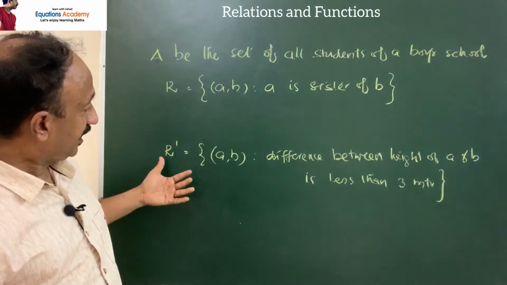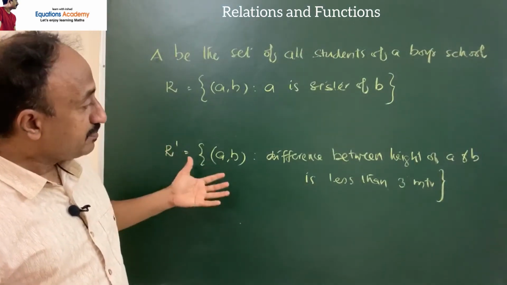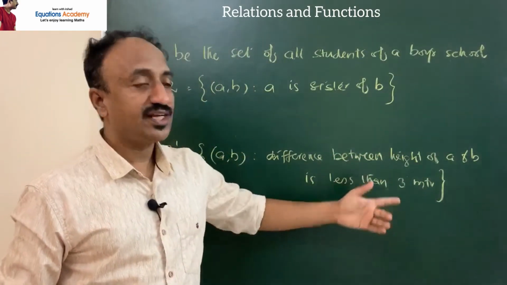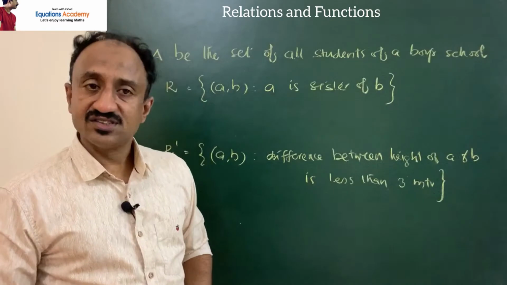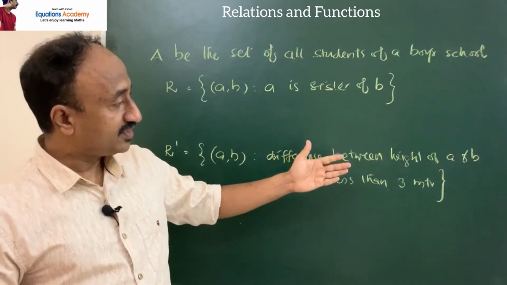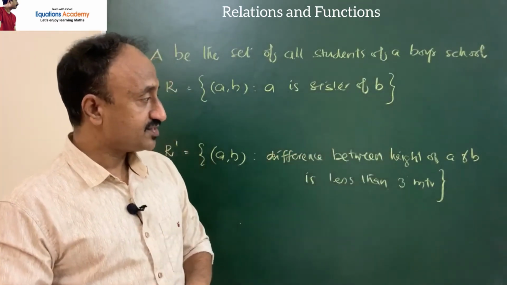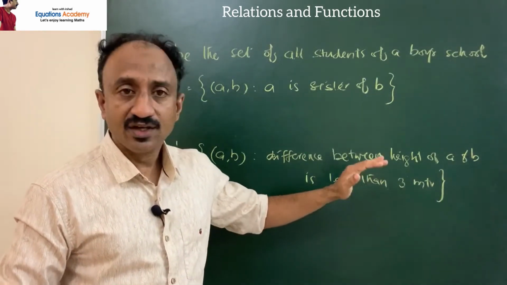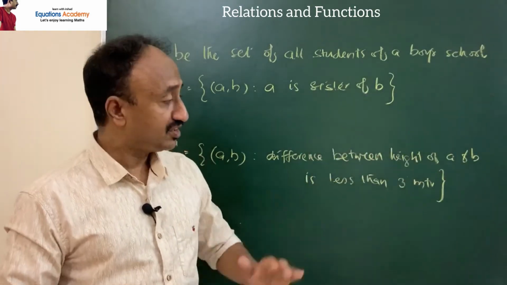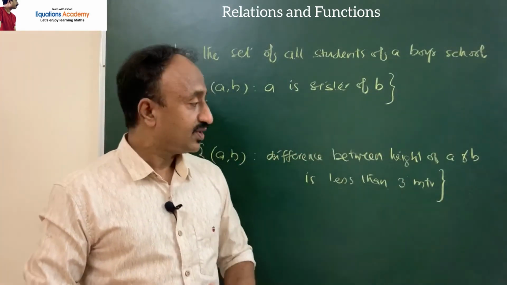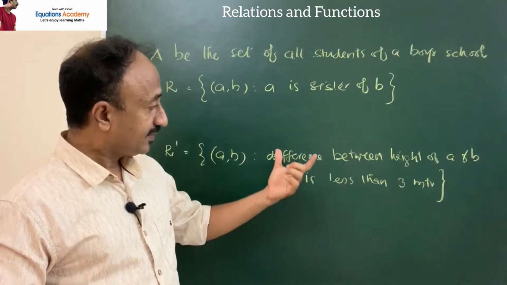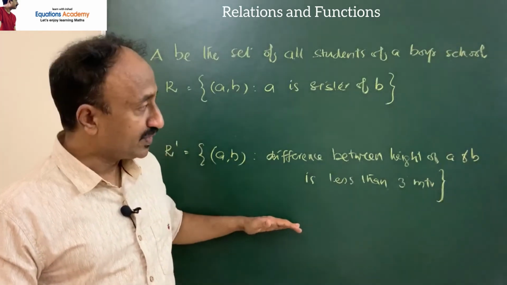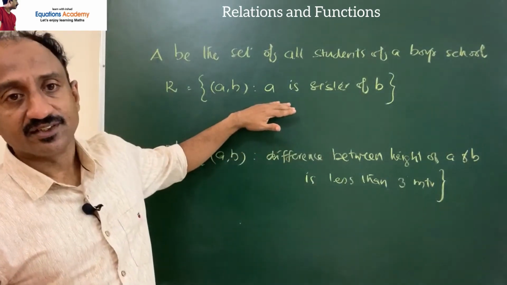And there is another relation R dash equal to the set of pairs AB such that the difference between the heights of A and B is less than 3 meters. It is always correct that the difference between the heights of two students will always be less than 3 meters. It will not be 3 meters or greater than 3 meters. It will always be less than 3 meters. So here in this case, the relation is the complete set itself. So this is a universal relation and this is an empty relation.